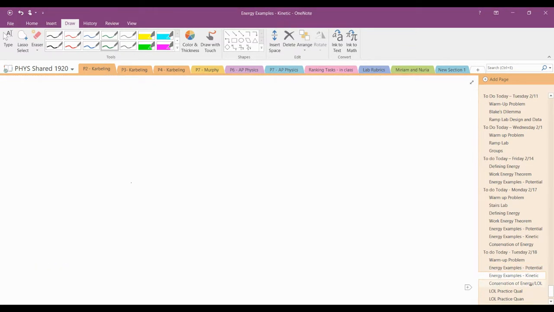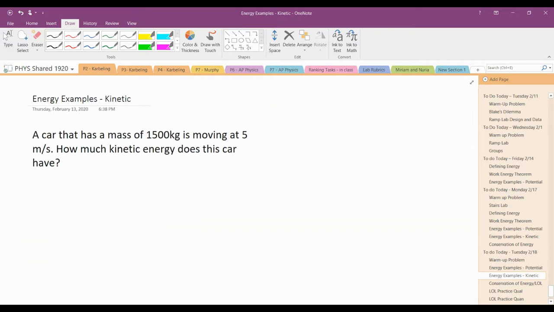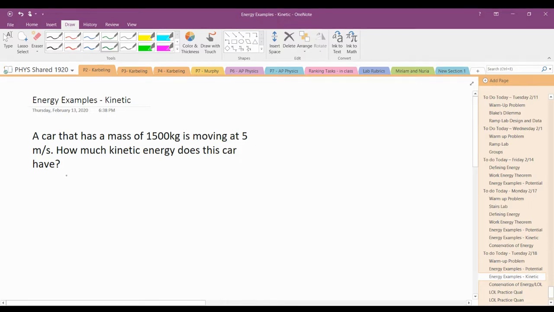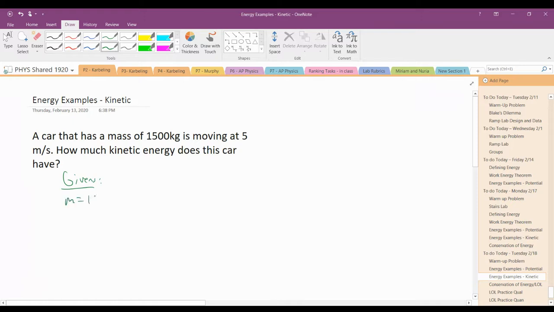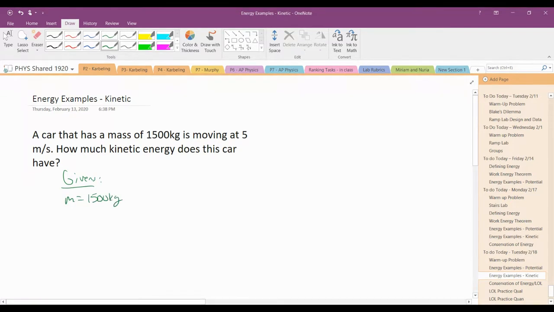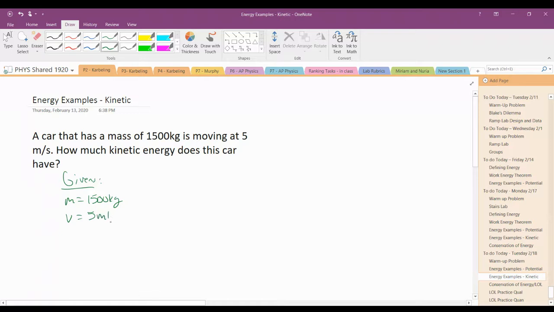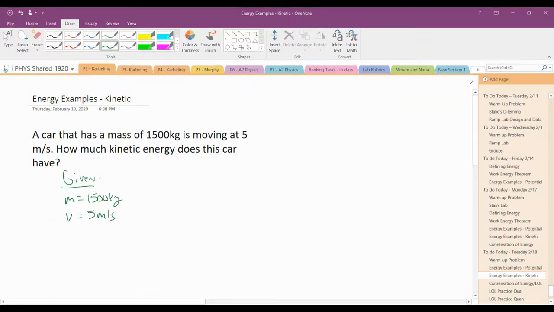Okay, so let's go into a kinetic energy problem. So a car has a mass of 1,500 kilograms and it's moving at 5 meters per second. How much kinetic energy does this car have? So our givens, always start with the GUESS method. Our mass equals 1,500 kilograms. It's moving at 5 meters per second. So we've got a velocity of 5 meters per second.